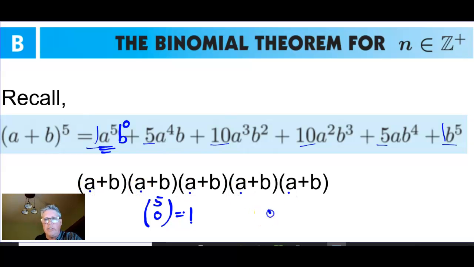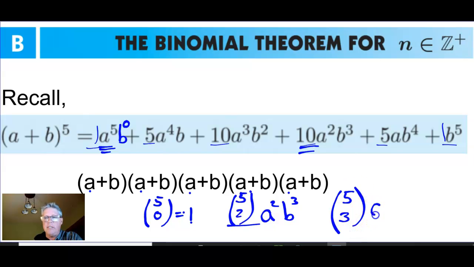Let's go to a more interesting term. How about A squared B cubed? How many ways can I choose 2 A's out of the 5 binomials? Do you hear the language? How many ways can I choose 2 A's out of the 5? Well, I can do 5 choose 2. And that certainly is 10. But another way I could do that is 5 choose 3 B's.